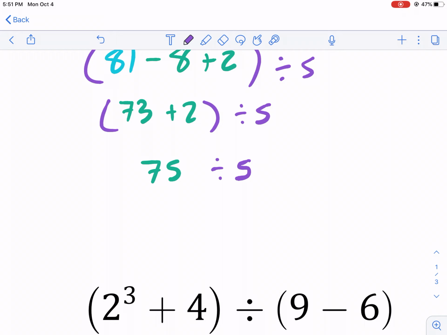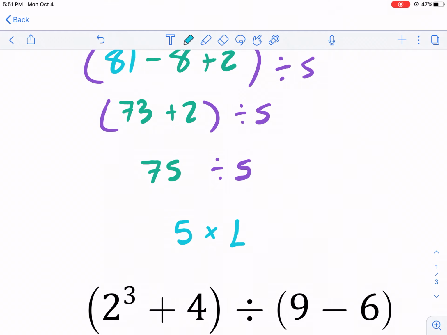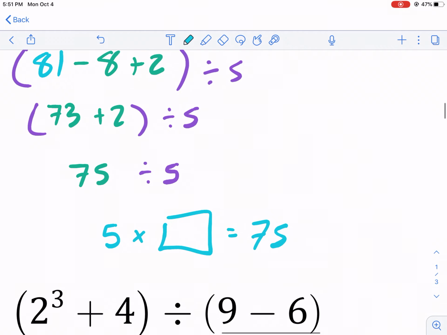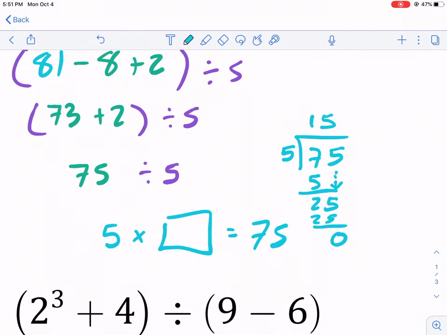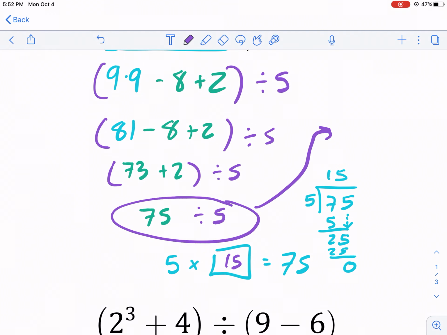Okay, so what times 5 will give us 75? That's the way to think about division. So 5 times something will give us 75. Or if you want to do the division way, 75 divided by 5: 5 will go into 7 one time, and that's 5. We subtract to get 2, and drop down the 5. 5 goes into 25 5 times, and that's 25. Remainder 0. So it's 5 times 15 will give us 75. So 75 divided by 5, survey says, let me write it, 15.